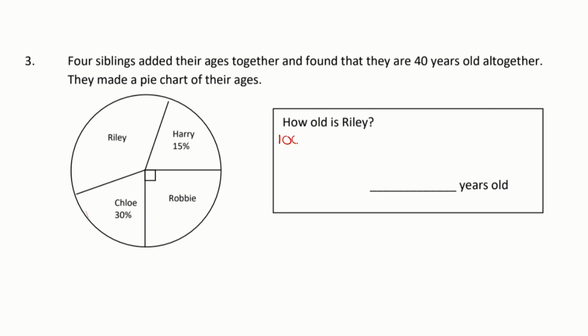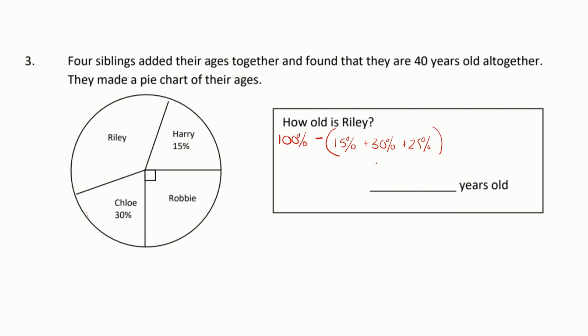So 100% minus open brackets. Be sure to put your percent sign in. Make sure you've got your minus sign in. And when you create your first bracket, make sure it looks like a bracket and not a squashed up letter C. So we know that Harry is 15%. And then we're going to put Chloe in, and we know she's 30%. And we know that Robbie, here we've got a right angle, and that's 25%.